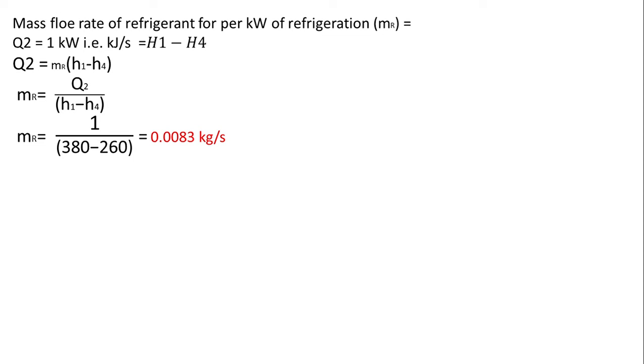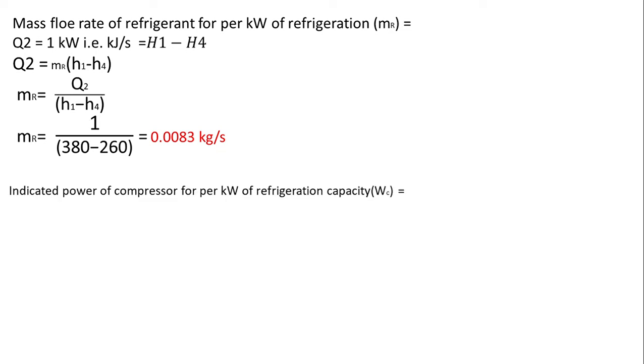0.0083 kg per second, because see, the unit of Q2 is kilojoule per second, and the unit of mass of refrigerant is kg per second. And H1 minus H4 is nothing but kilojoule per kg. So if you simplify the units, it comes to kg per second.